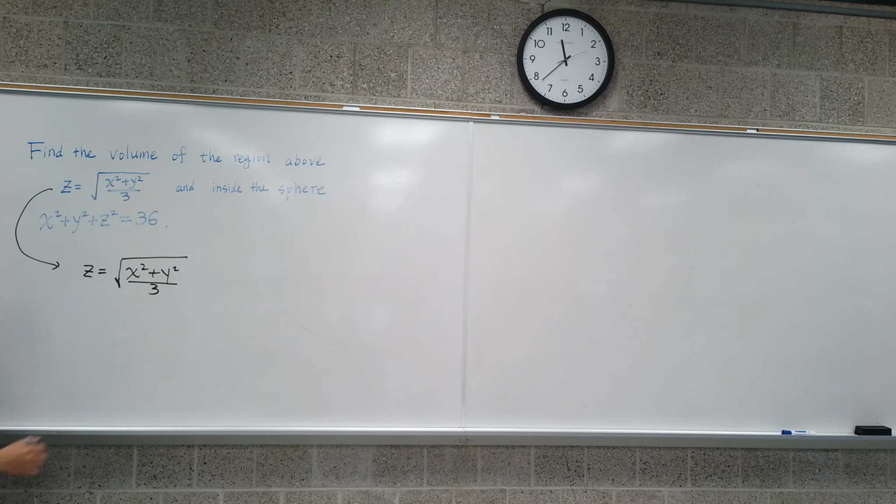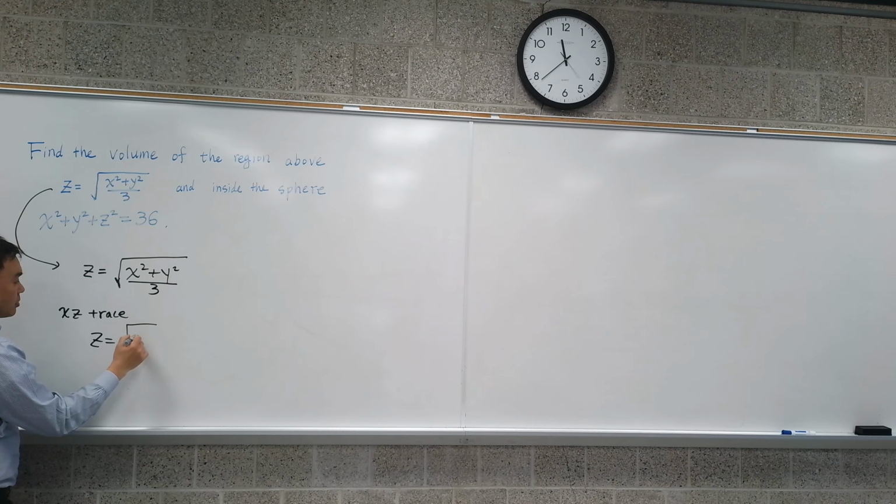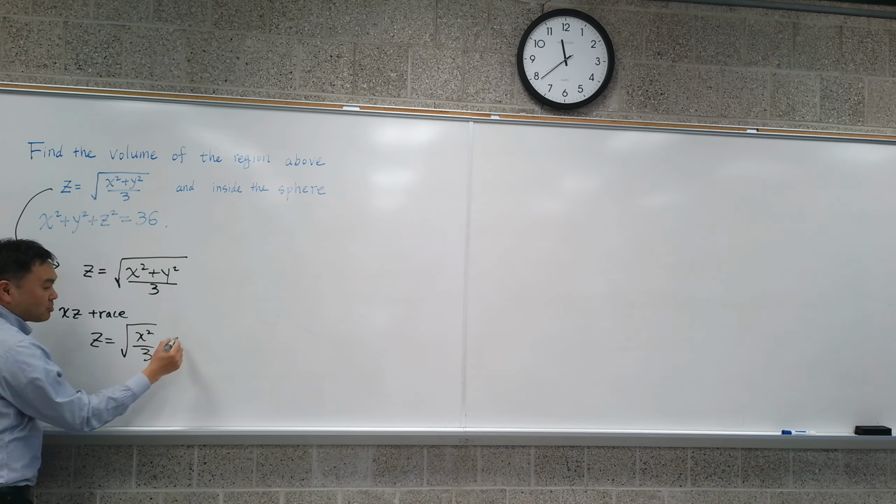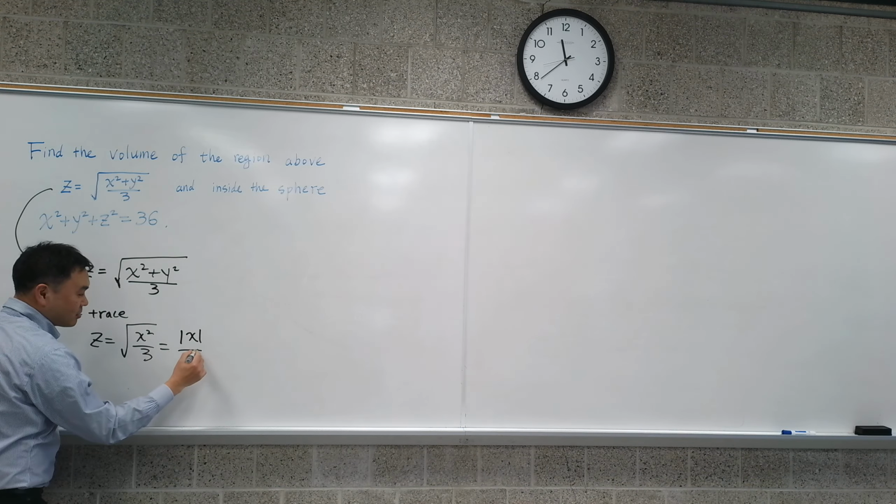but to see what this 3 does, you want to take the xz trace, which means you set y as 0, and that gives you z equals the square root of x squared over 3, which is, did you know that the squares and square roots don't really cancel when x is negative? These two simplify to the absolute value of x over square root of 3.